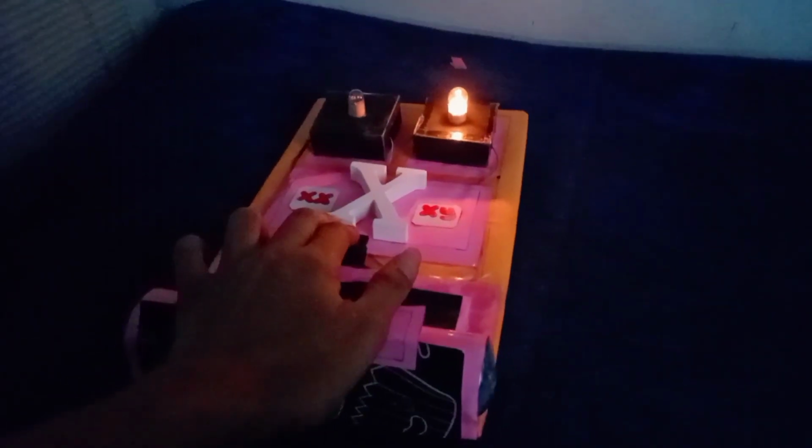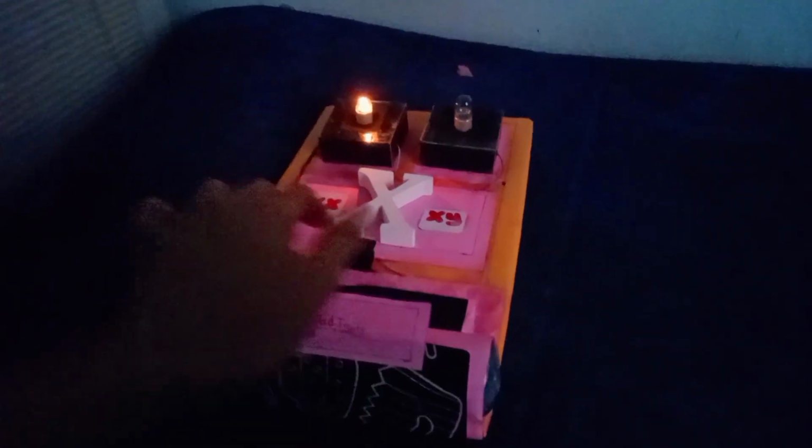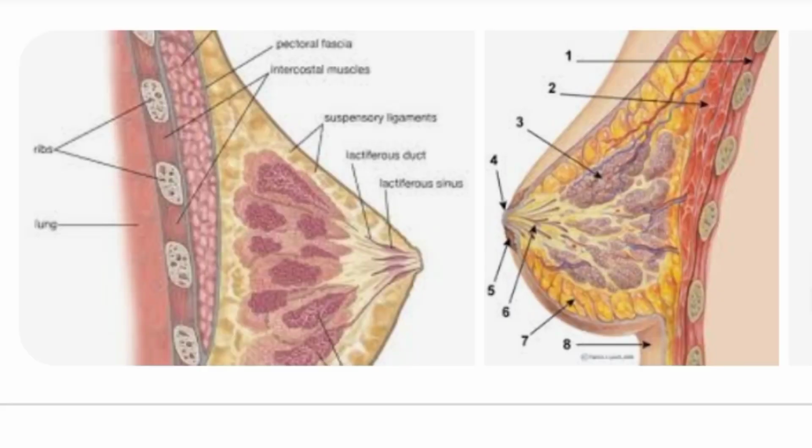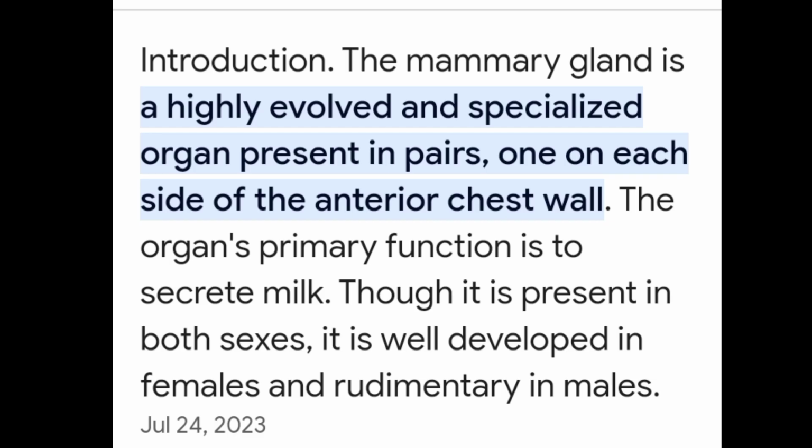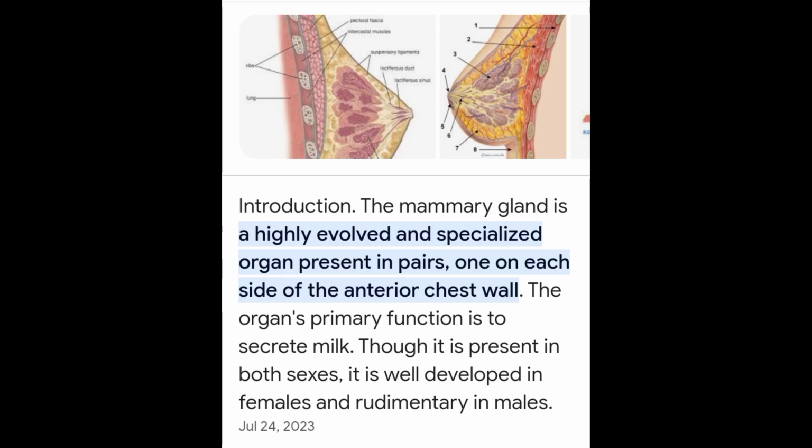Diba, as we define sex-limited traits, it is exclusively in one sex and never in the opposite sex. Halimbawa, when it comes to milk production, as we observe, only women can produce milk. But remember, both men and women have mammary glands, which are responsible for the production of milk. But this mammary gland, hindi siya developed in men. So, dapat mga babae lang yung mag-produce ng milk.